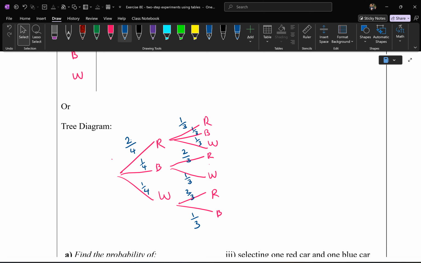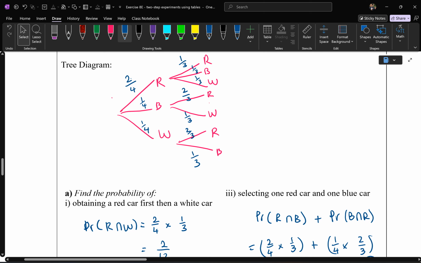If you took a blue, well then there won't be another blue for the next one. You still have a red, or 2 reds, 1 white. If you took a white, then there's no more whites on the second go. You got 2 reds and then 1 blue. So if you lay it out this way, this tells you more information, especially if you're dealing with probability. So you have to kind of decide what kind of questions are they asking. Is it easier to visualize through a table, two-way table, or is it better with a tree diagram? So I went with tree diagram.